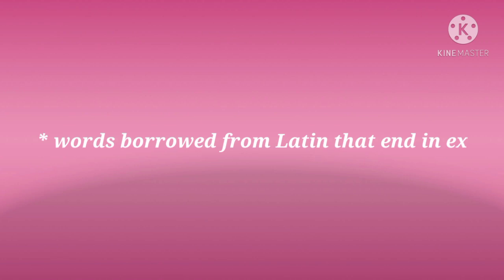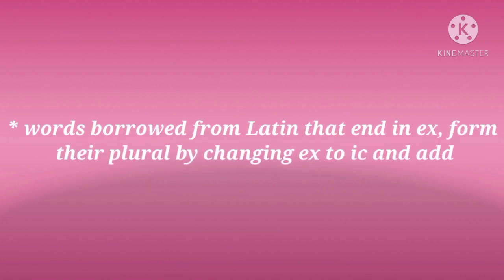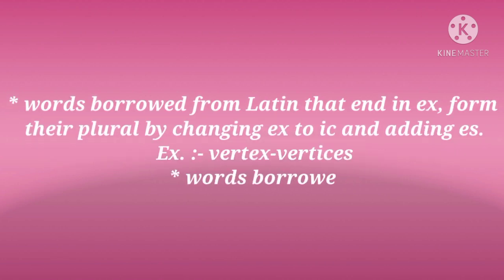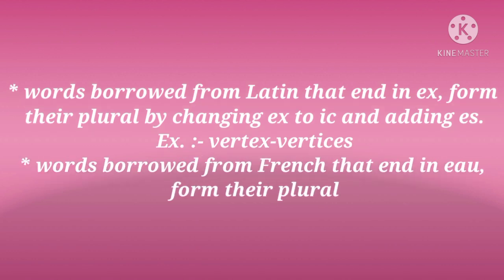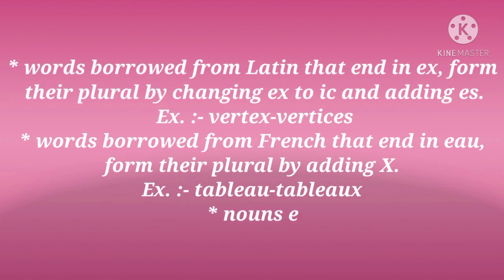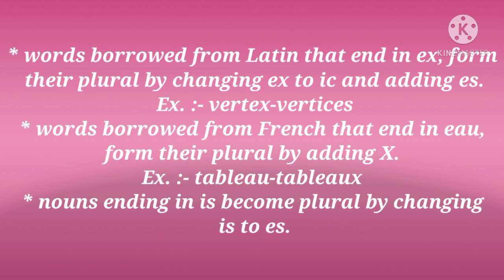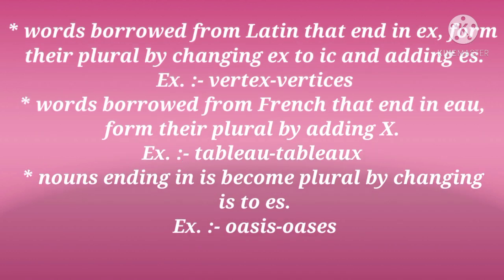Next, words borrowed from Latin that end in ex form their plural by changing ex to ic and adding es. For example, vertex. Here we will remove ex and add ic and es to make the plural form, so it will become vertices.